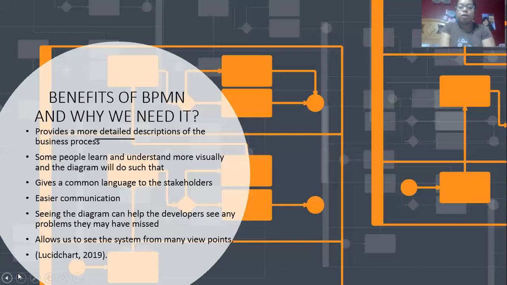It's an easier way of communication. Seeing the diagram can help the developers see any problems that they may have missed, and it allows us to see the system from many viewpoints. So just like the second bullet point, when you have it drawn out, it might make more sense than when you have it listed out in bullet points, like step by step, things like that.